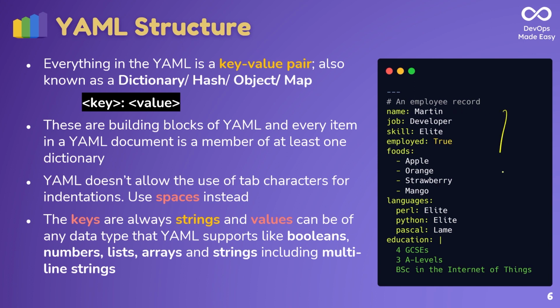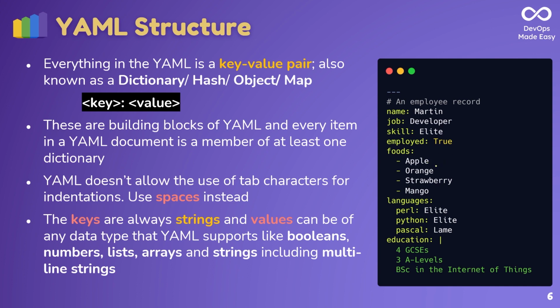These key value pairs are the building blocks of the whole YAML, and every item is a member of at least one dictionary. I mean to say, if you take strawberry here, it is a value, and this value is part of at least one dictionary. So strawberry is part of this dictionary. We'll see what a dictionary is. It is again a set of key value pairs. If food is a key, the corresponding values are these. It is a list, and the reason I call it a list is that each element has a hyphen. You'll understand it in the coming slides. But understand here that every item is part of at least one dictionary.